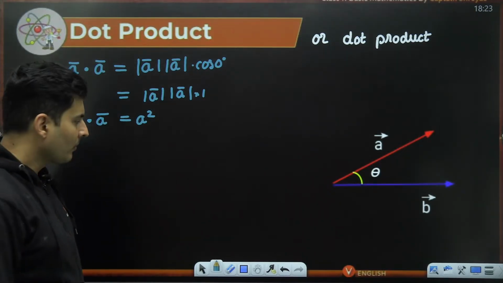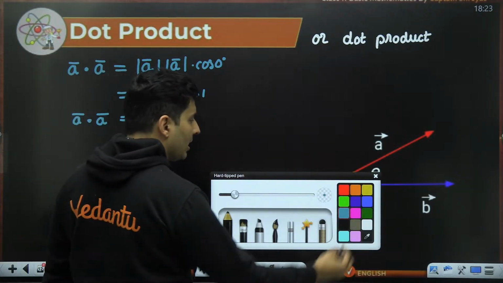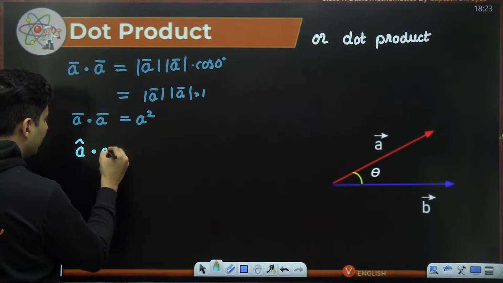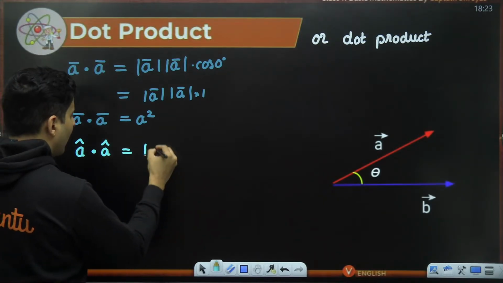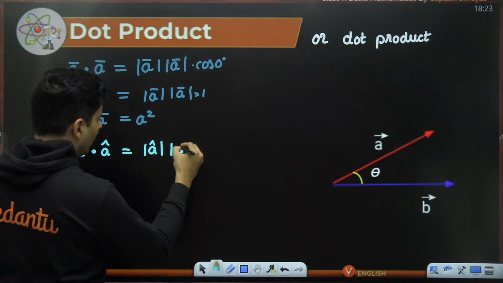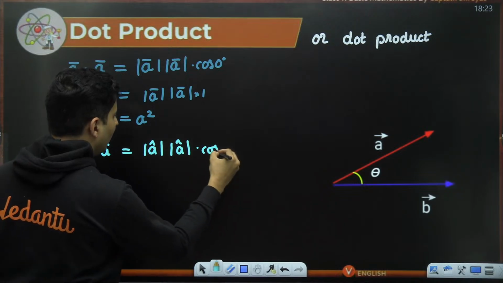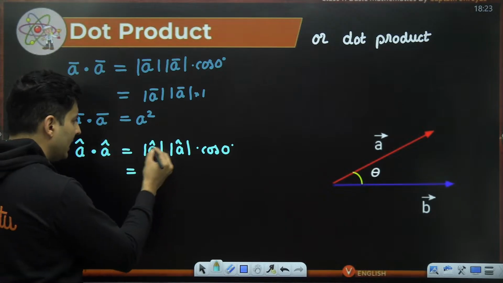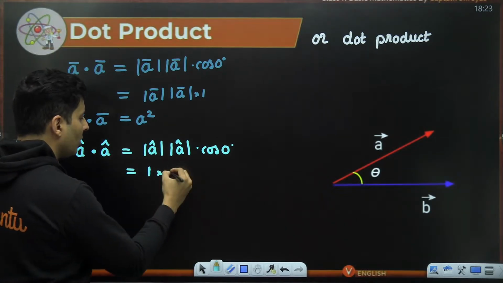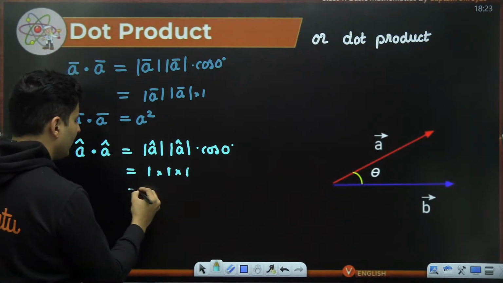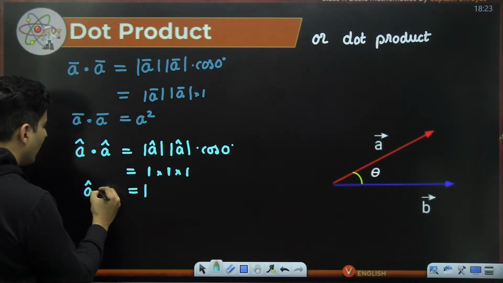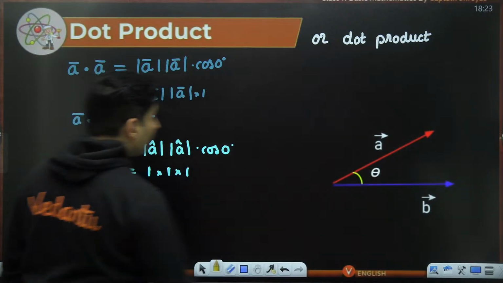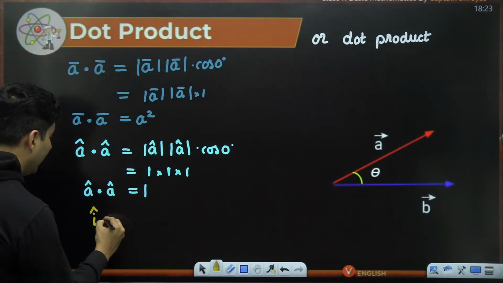As simple as that. Then I have an idea. Sir, what if it was A hat dot A hat? Well, it will be magnitude of A hat into magnitude of A hat into cos of 0, because A hat and A hat are parallel. The angle will be 0. The magnitude of a unit vector is 1. Cos 0 is 1. So it will be 100% 1. So A hat dot A hat will be 1.